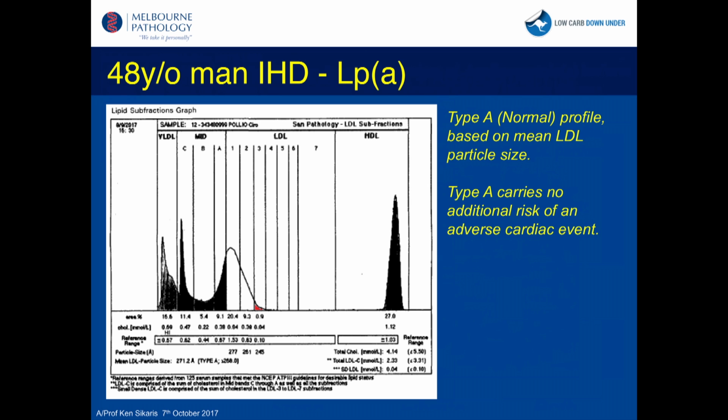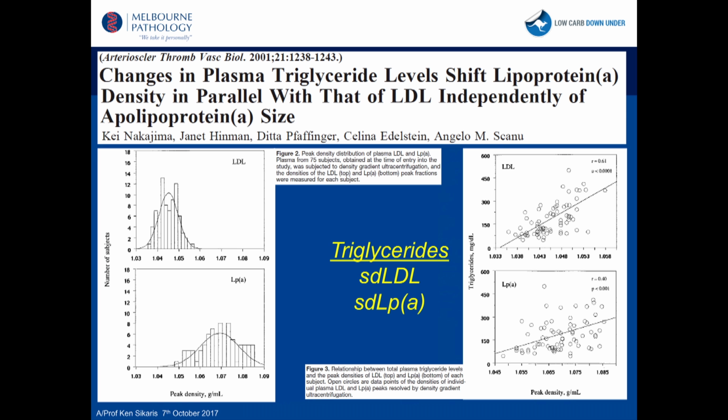So here's this man's Lp(a). Remember, he had a triglyceride level which is pretty good, 1.2. He doesn't have small, dense Lp(a). So maybe Lp(a) is more to do with density as well, rather than the ApoA. So LDL has its density range. Lp(a) is slightly more dense, but it doesn't matter which form of LDL you've got, LDL or Lp(a), both of them are related to triglycerides. The more triglyceride you have, the more dense your LDL. The more triglyceride you have, the more dense your Lp(a).